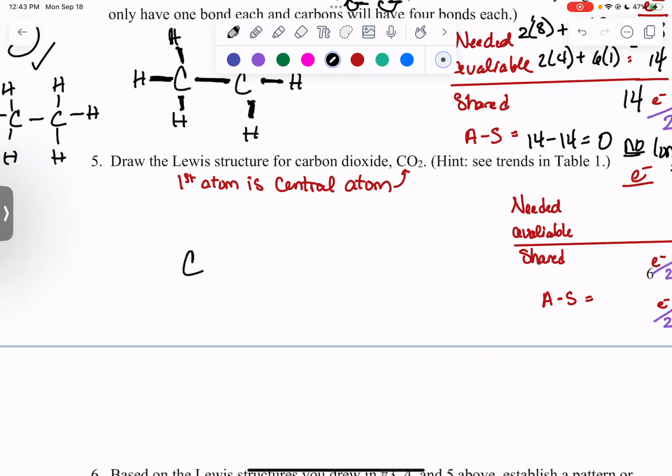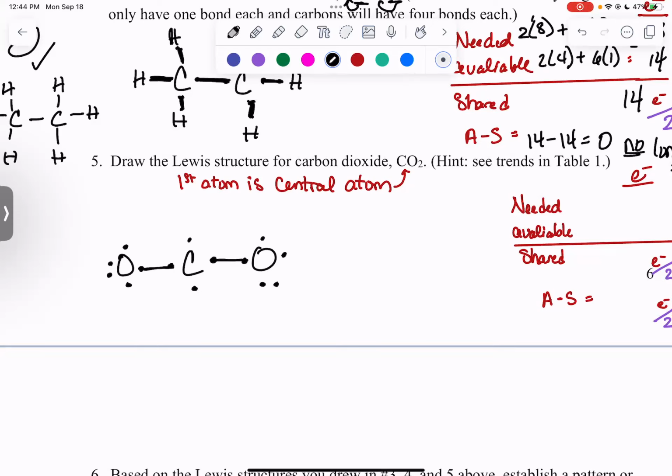So carbon is our central atom. Give it 1, 2, 3, 4. Oxygen has 6. 1, 2, 3, 4, 5. Okay, so what I have to do first is connect my outer atoms to my inner atom. And that looks pretty good.